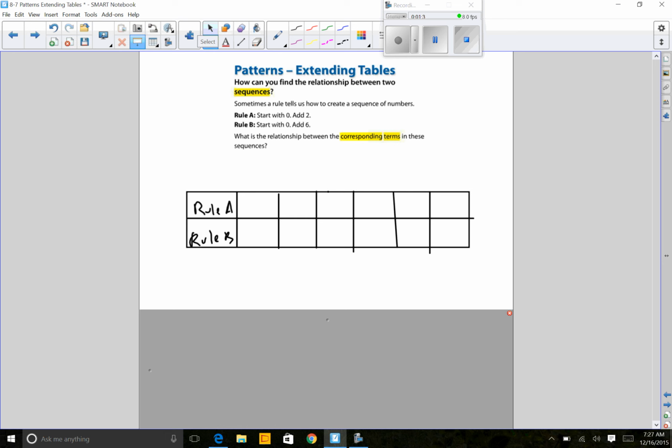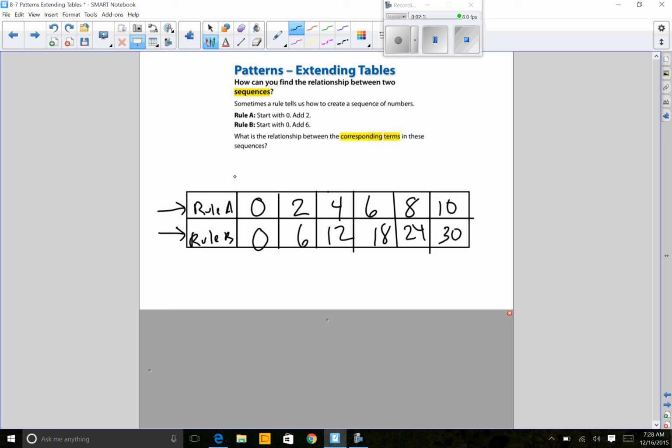In this case, we have our two rules. Our rule A is start with 0 and add 2. So I start with 0, then I'm going to add 2: 2, 4, 6, 8, 10. Then my rule B is I'm going to start with 0, but this time I'm going to add 6: 6, 12, 18, 24, 30.